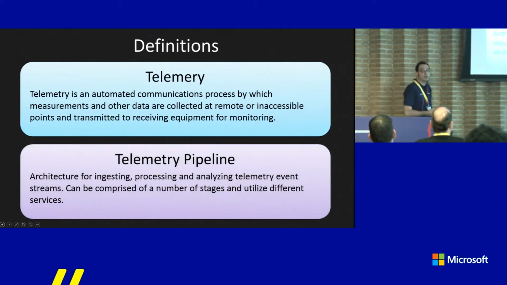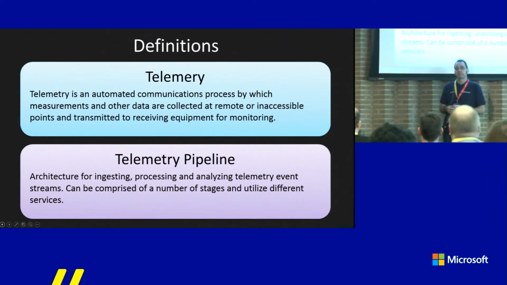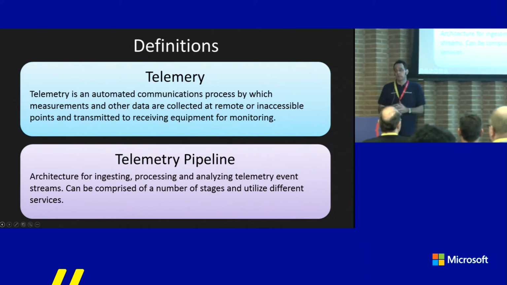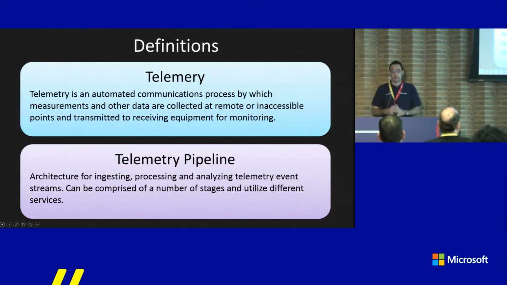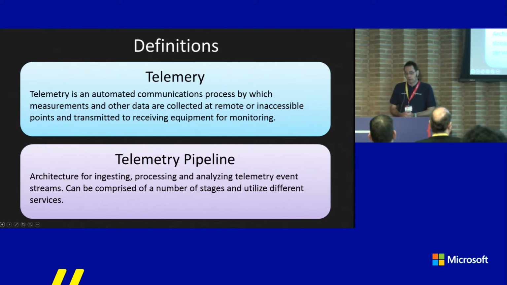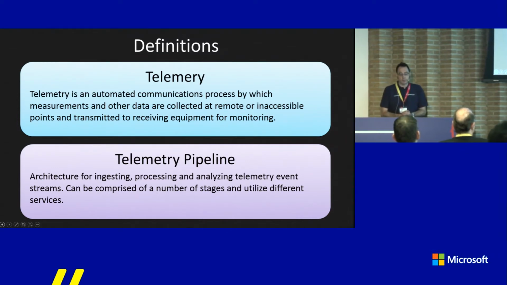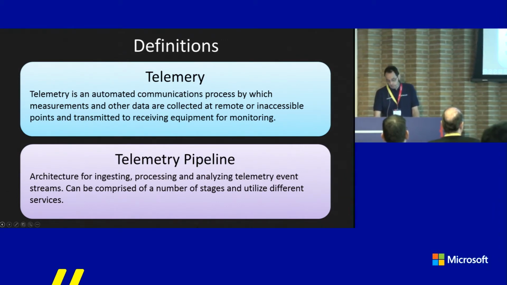And the architecture that I'm going to be focusing on today is building something called a telemetry pipeline. I've heard this term used on a number of occasions in many different sessions, and it's really the architecture that we're using to build and process this telemetry. I googled for telemetry pipeline and couldn't come up with a great definition, so I decided to create my own. It's the architecture for ingesting, processing and analyzing telemetry event streams. It can be comprised of a number of stages and utilize different services. And that's what we're going to focus on today, building a telemetry pipeline.